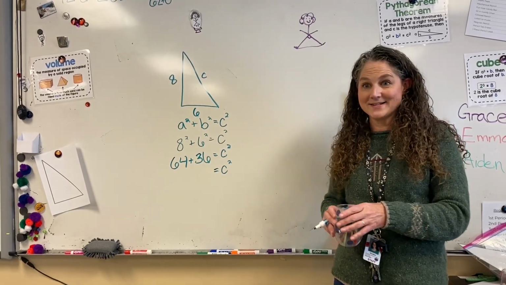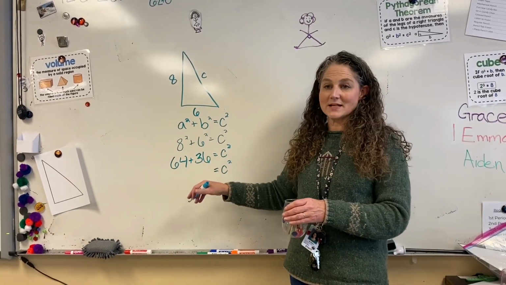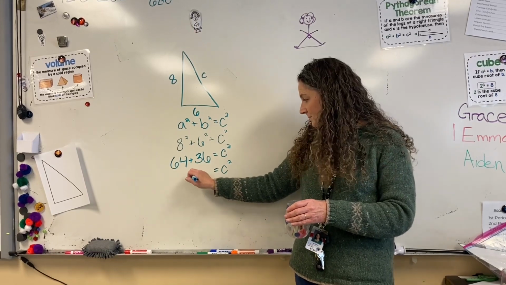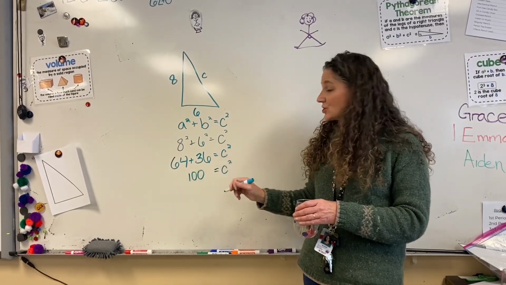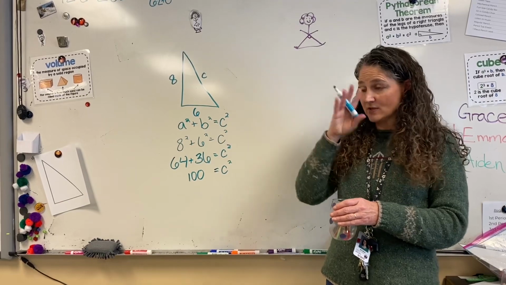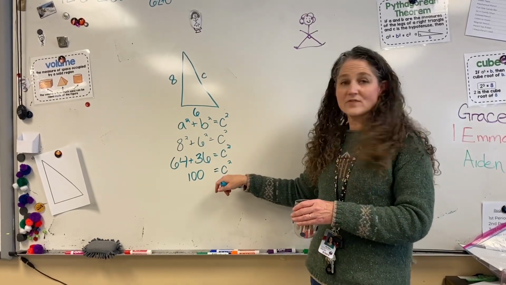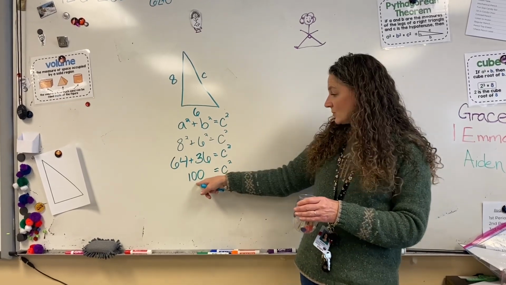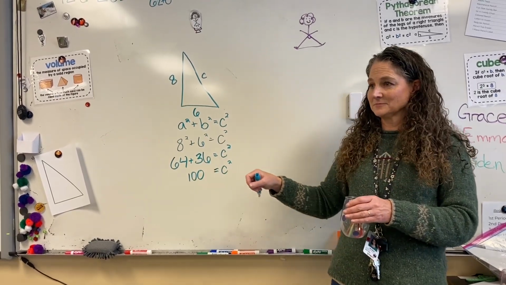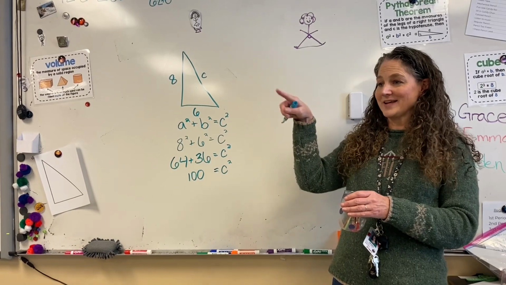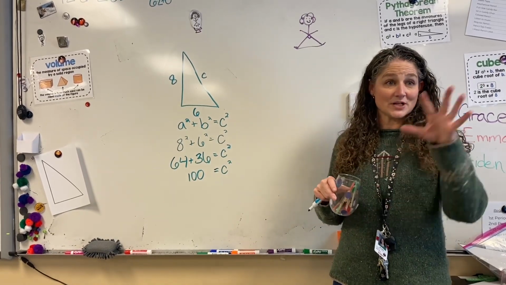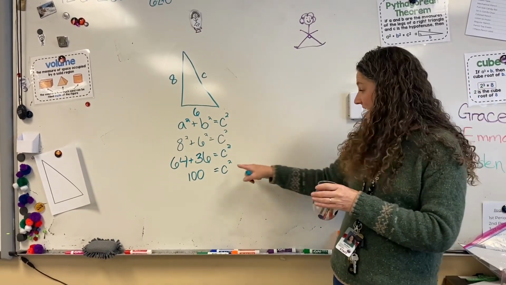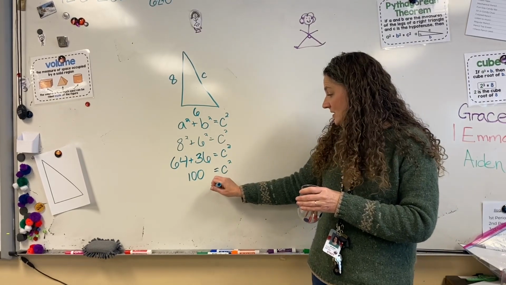Lori, again. What's 64 plus 36? 100. Okay, what am I going to do? Now, whoever wants to answer this can answer this. What am I going to do to find out what C equals? Adam. We've already added. We have 100. We're not dividing. I know what C squared equals. I want to know what C equals.